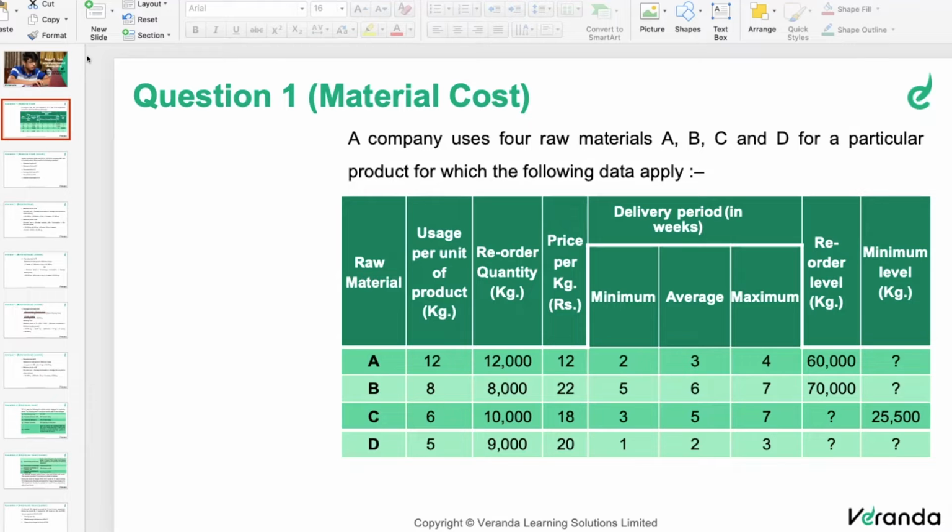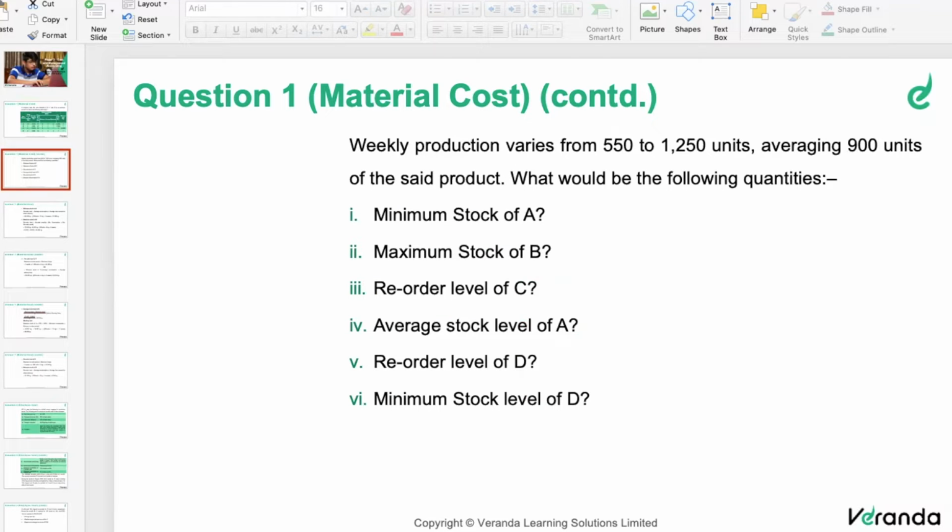Then reorder level is given in this question for A and B, and minimum level is given for C. These are all the available data. Next given data: weekly production varies from 550 to 1250 units, averaging 900 units of the said product. What should be the following quantities? Minimum stock level of A, maximum stock level of B, reorder level of C, average stock level of A, reorder level of D, minimum stock level of D.